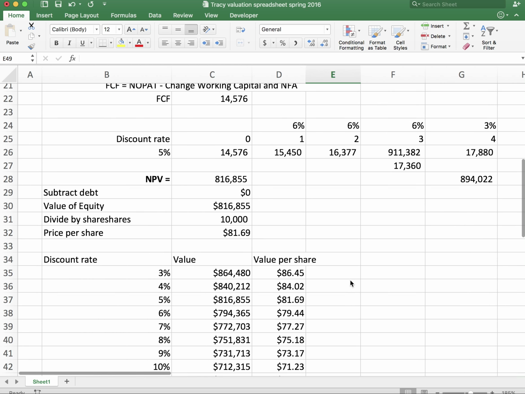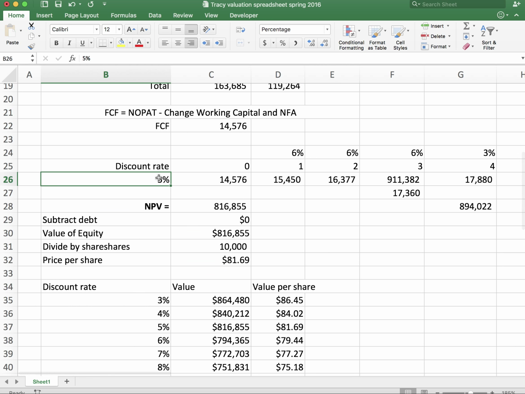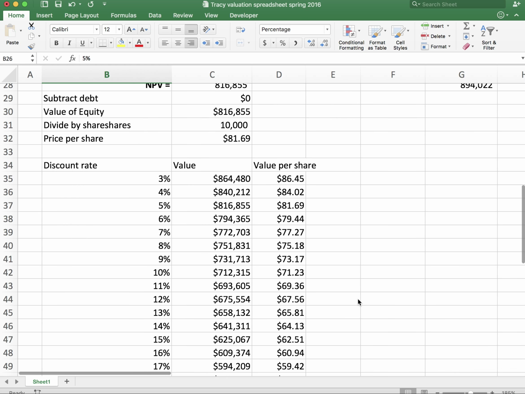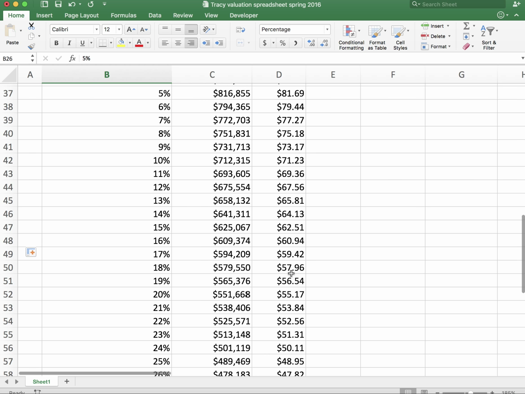So what you would do is, instead of believing your discount rate of 5% is correct, back into it. Simply ask, what is the market price? Here's the market price. There's the market price. What's the discount rate? 18%.